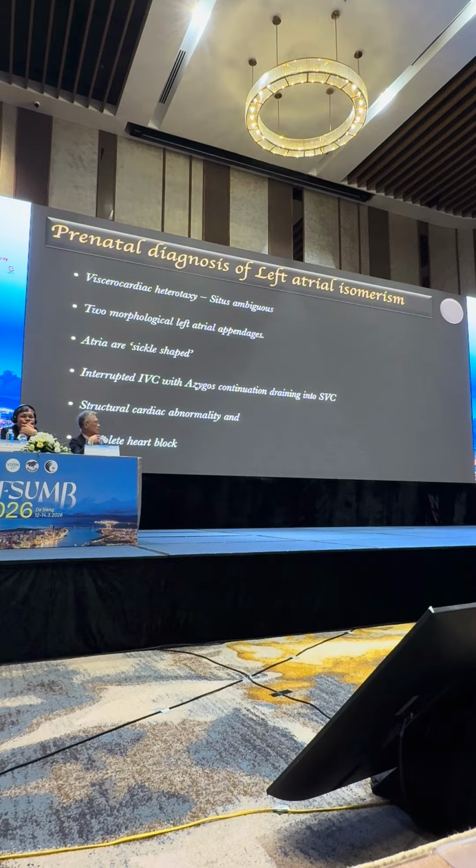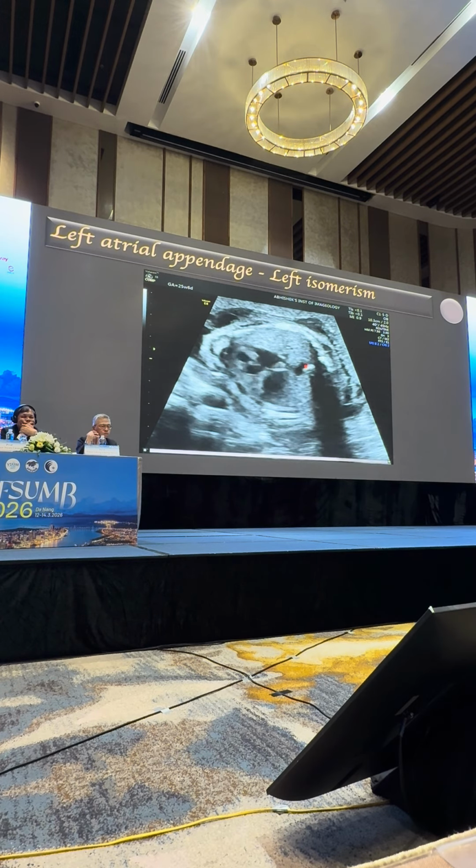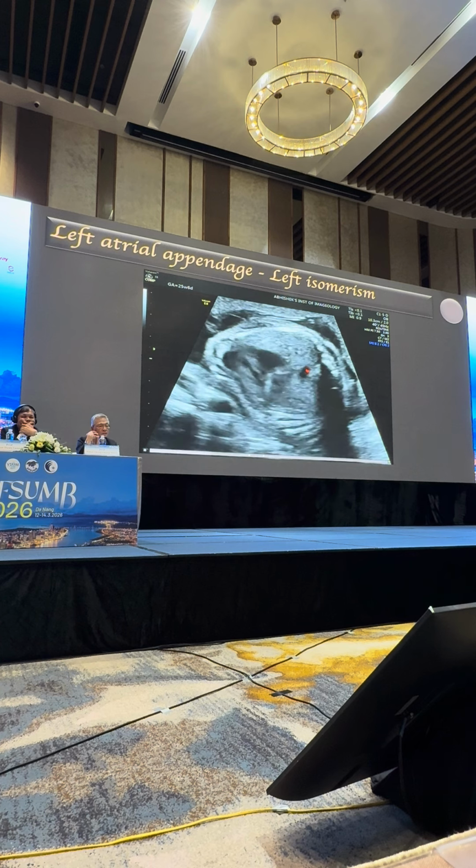Now, this is a classical case where we have a sickle-shaped left atrial appendage in the left atrial isomerism, in which the right atrium has been replaced by the left atrium. We have a complex cardiac abnormality. If you look carefully, you can see that there are two rounded structures in the prevertebral region.